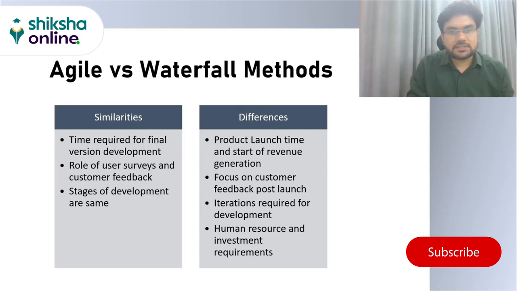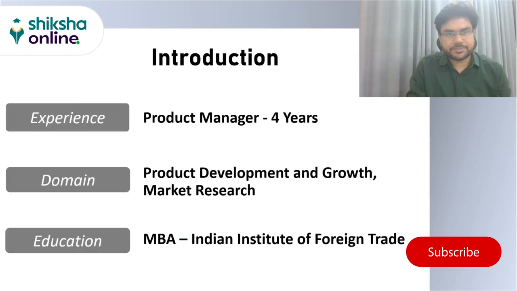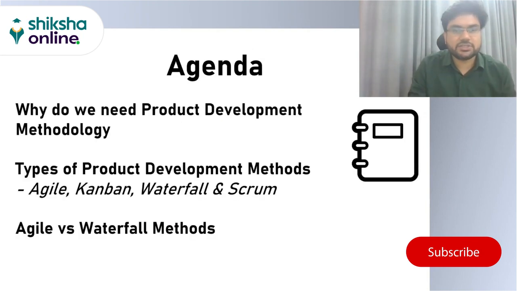So by that we come to the end of this session. In this session, we understood why we need a product development methodology. We understood how it structures our idea of product development. We went through four types of product development methods: Agile, Kanban, Waterfall, and Scrum, and understood the similarities and differences between the Agile and Waterfall methods. So yeah, that's it for the session today.